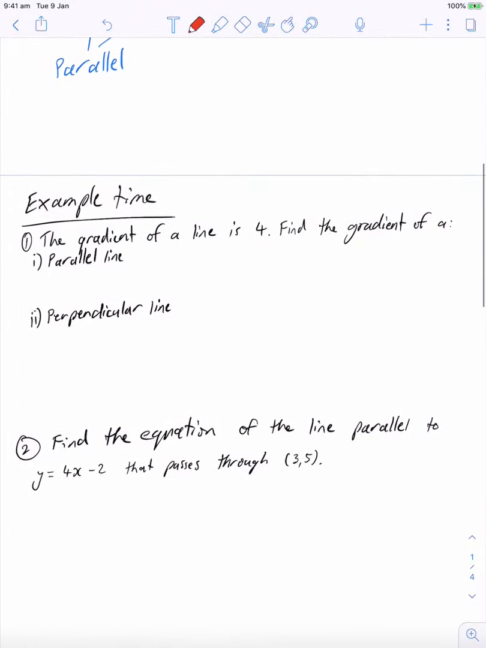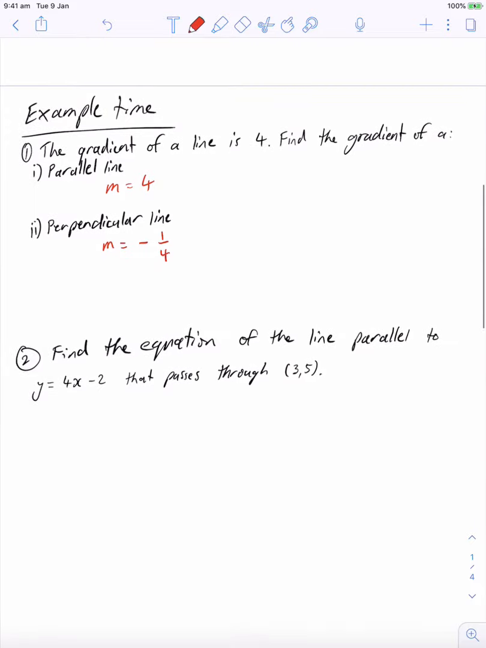So let's say the gradient of a line is 4. Find the gradient of, first of all, a parallel line. Well, what have we just said? We said the gradient is the same. So the parallel line is just going to be m equals 4, exactly the same. With the perpendicular line, we change the sign and we invert it. So for this one, it's going to be negative 1/4. Simple as that. Bit of a harder question now.